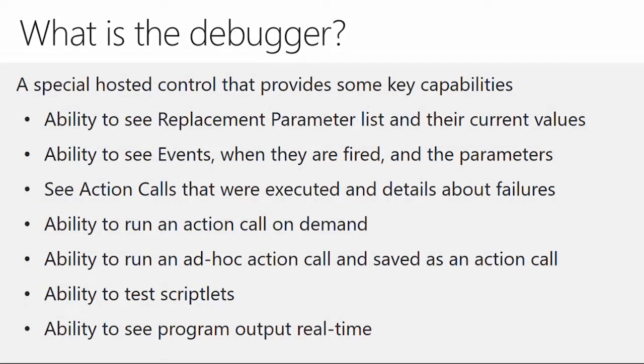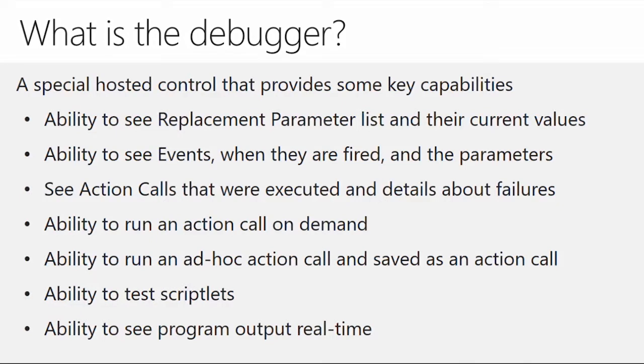So let's first talk a little bit about what the debugger is. The main purpose of the debugger is as an administrative control to allow people who have administrative rights to go in and do some baseline troubleshooting. There's a lot of neat functionality that it allows you to get, but one of the key things is that it allows you to see the replacement parameter options that you have inside the application and then the current values.